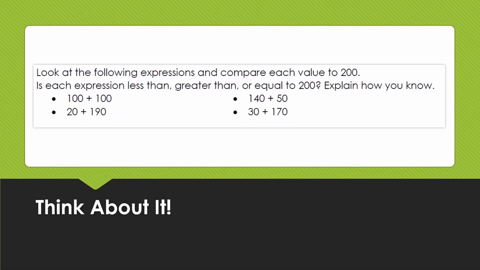Let's start off today by looking at a few expressions. We have four of them here to be exact, and as you're looking at them, we want you just to compare each value to 200. Is it less than, greater than, or equal to the value of 200? For example, let's look at the first one, 100 plus 100. Were you able to answer that really quickly? How does that compare to the value of 200? How do you know?